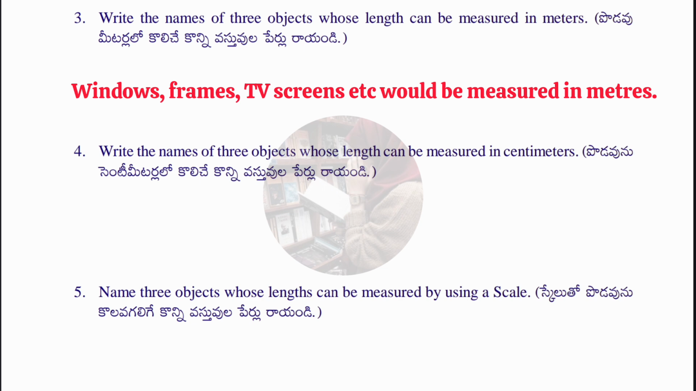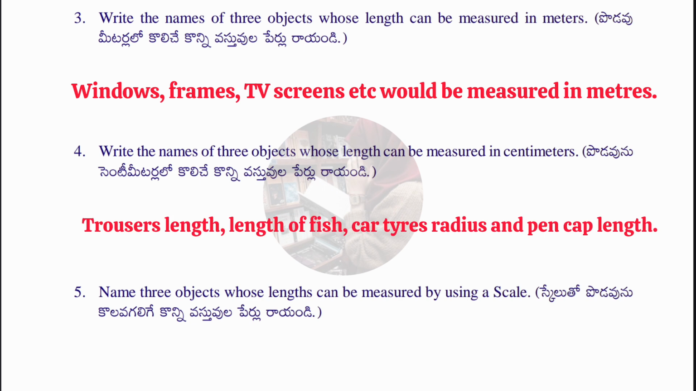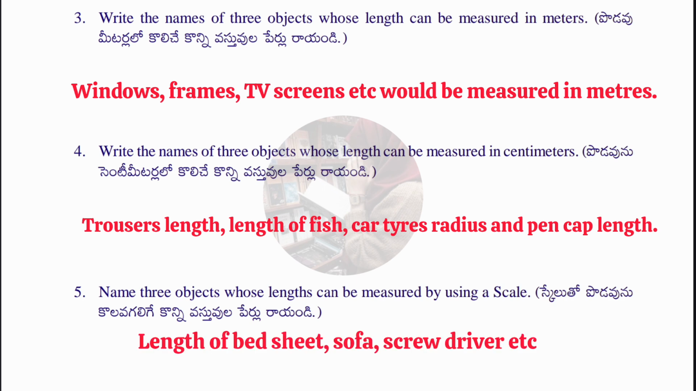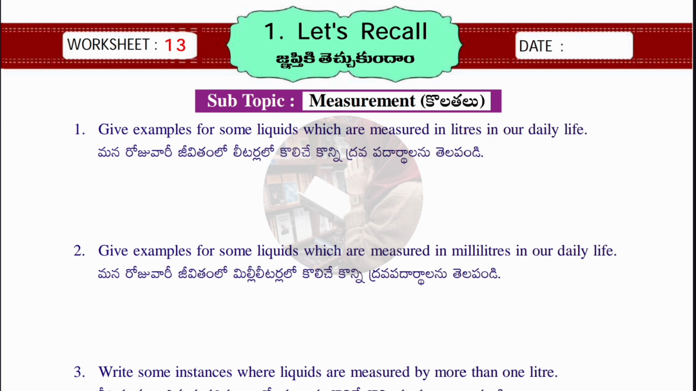Fourth question: write the names of three objects whose length can be measured in centimeters. The answer is trouser length, length of a fish, car tire radius and pen cap length. Next, fifth question: name three objects whose length can be measured using a scale. The answer is length of a bed sheet, sofa, screwdriver, etc. Understood?